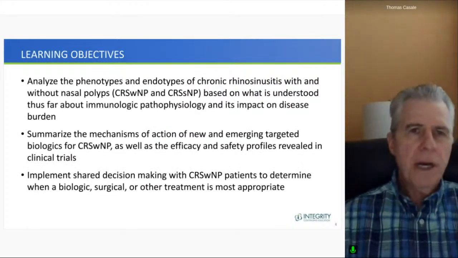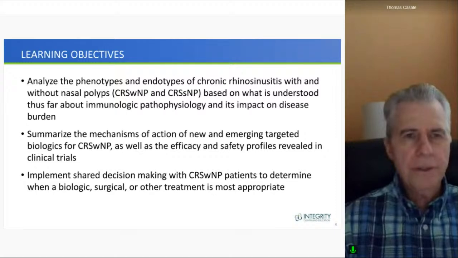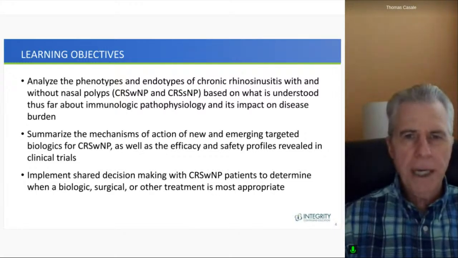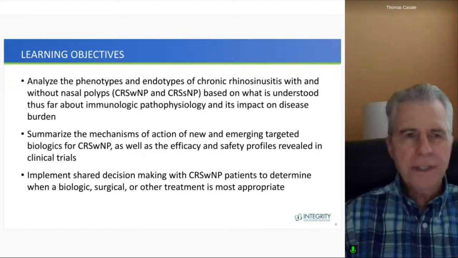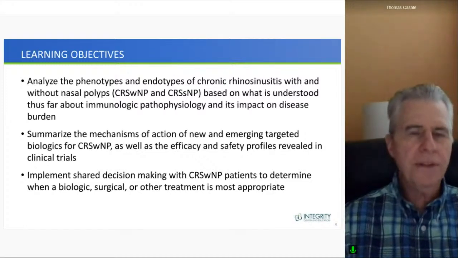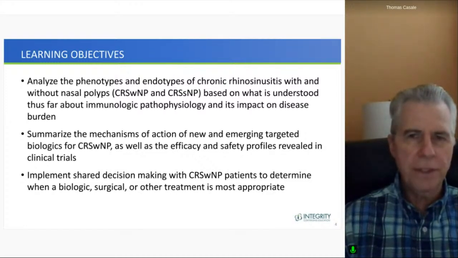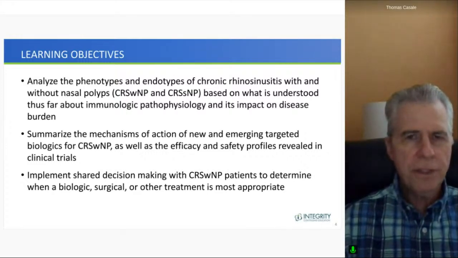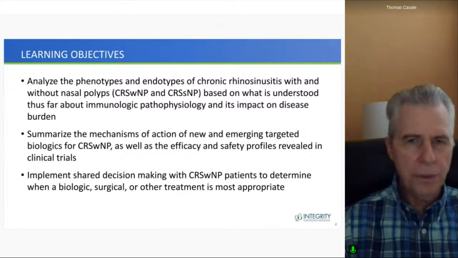So what do we want to accomplish today? What we want to do is to talk about the phenotypes and endotypes of chronic rhinosinusitis with and without nasal polyps, based on what's understood so far about the immunologic pathophysiology and its impact on disease burden. And as we talk about this, I'll go into a little bit of an explanation about the differences between phenotypes and endotypes, because sometimes that's a little confusing.